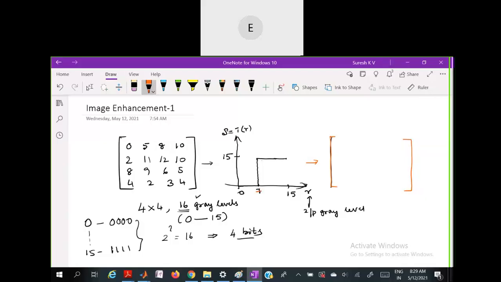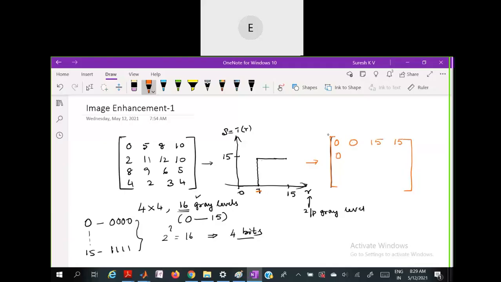This is 7. So all the input gray level values from 0 to 7, I have to copy as 0. All the values above 7, I have to copy as 15. So what will be the first one? 0 remains as 0. What about the second pixel? What is this value? 5. 0. Yes, correct. Then third value 8. 8 will be 15. 10 will be 15, because anything above 7 I have to copy as 15.